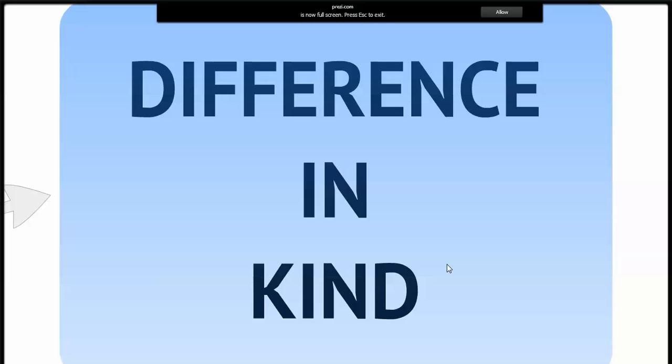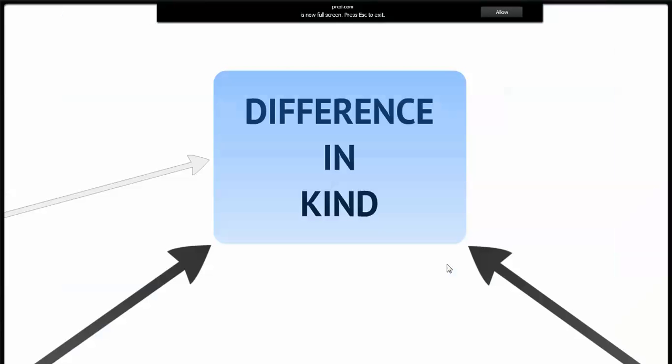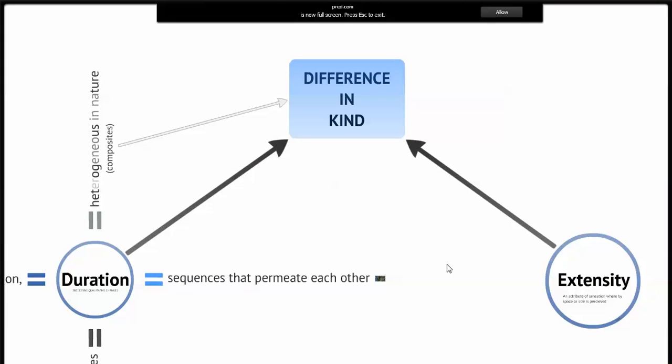Now, that differs from differences in degree, which we'll talk about a little later, which deals with things that are homogeneous in nature or are quantified via units or sizes or figures. Whereas differences in kind are qualified by their qualitative properties. So differences in kind are composed of two things: duration and extensity.